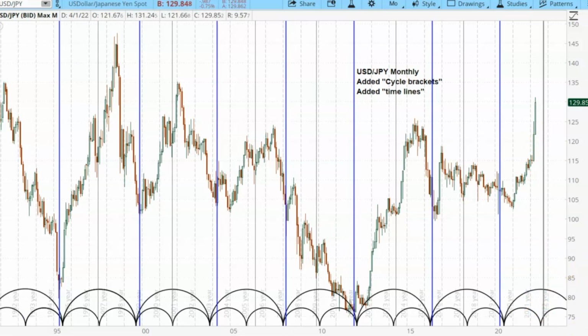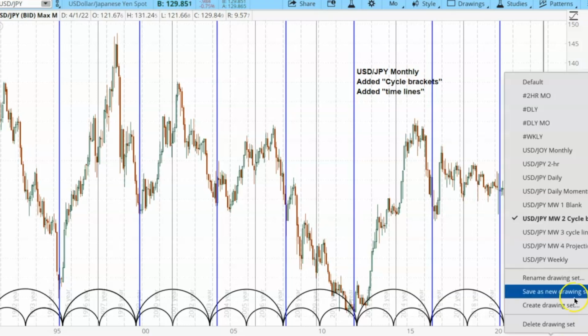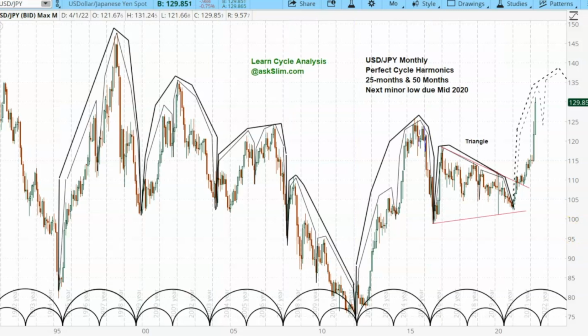Now let's advance this to the next set of drawings, which takes the analysis even further. Now what we've done is put in the cycle lines on the top, where we're showing you the harmonics here of 25 and 50 months, and also showing you how we then project. And I have one more chart that's going to help you with that.